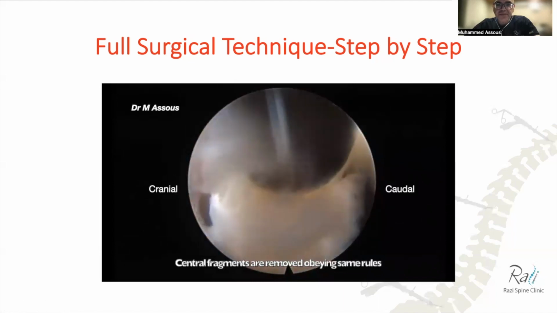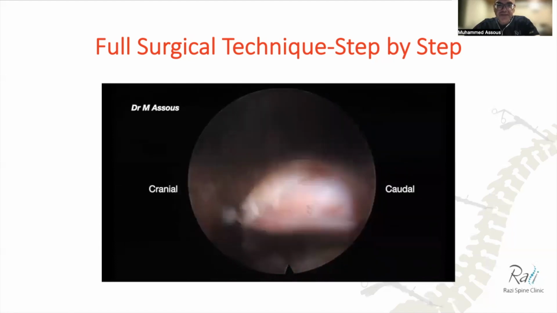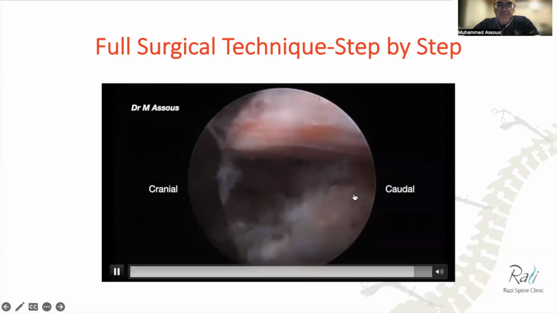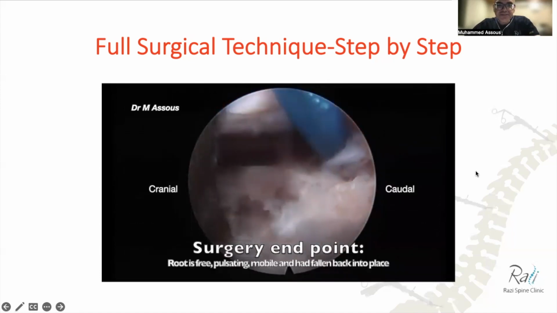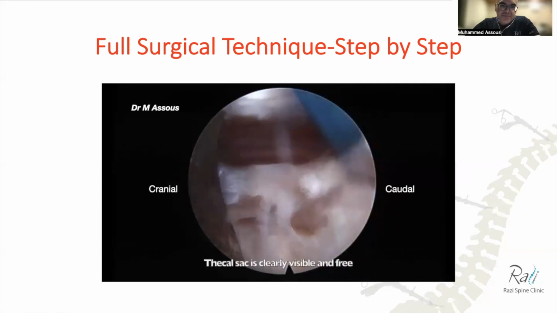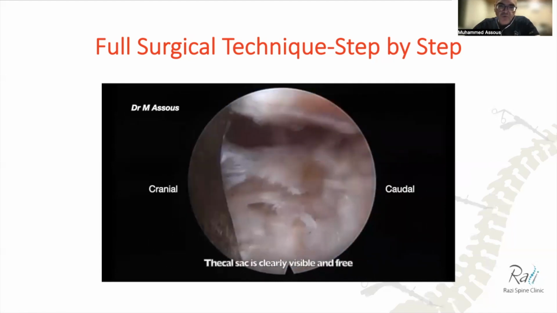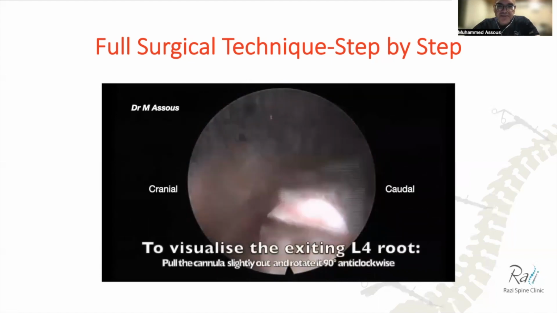That's a big fragment coming out. Again, just basically applying the same rules, okay? Parallel to the posterior vertebral wall, which is here, go all the way down. And this is the surgery endpoint. The nerve root is free, it's come down. There's no fragments when I feel with the probe, and you can see all the way inside the central canal, just ventral to the thecal sac.